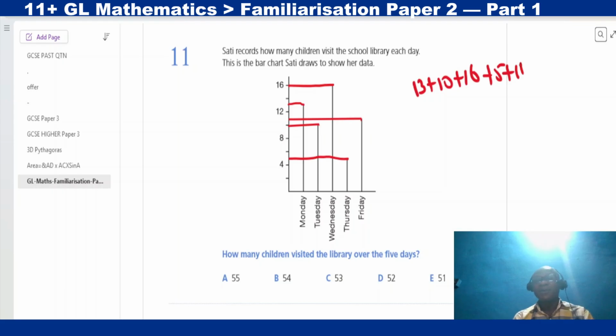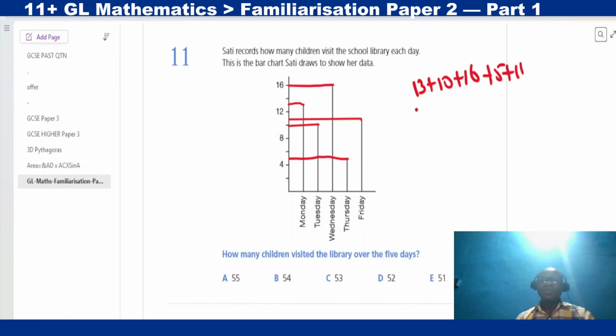So we can add up all the values, and that is going to be 13 plus 10 is 23. Then 23 plus 16 will give me 39. And then 39 plus 5 will give me 44. Then 44 plus 11 will give me 55.